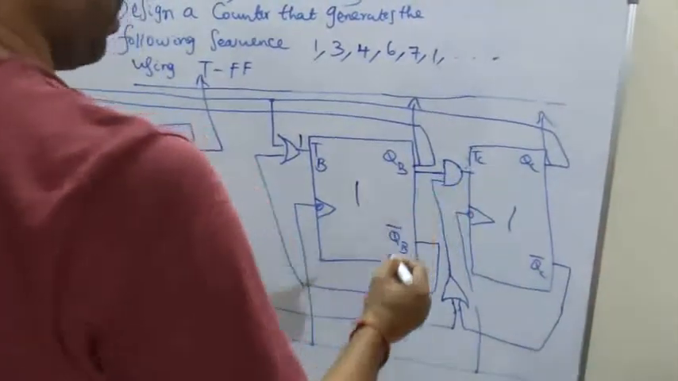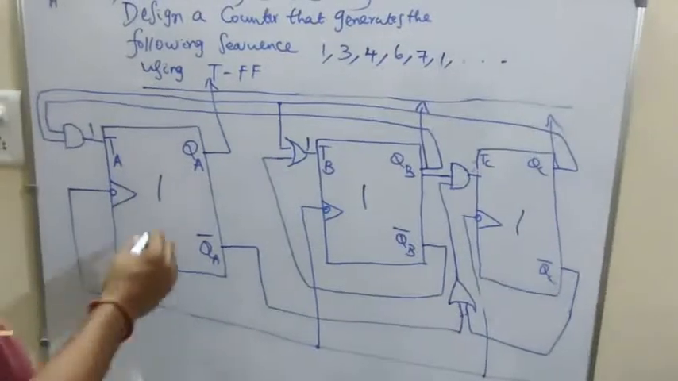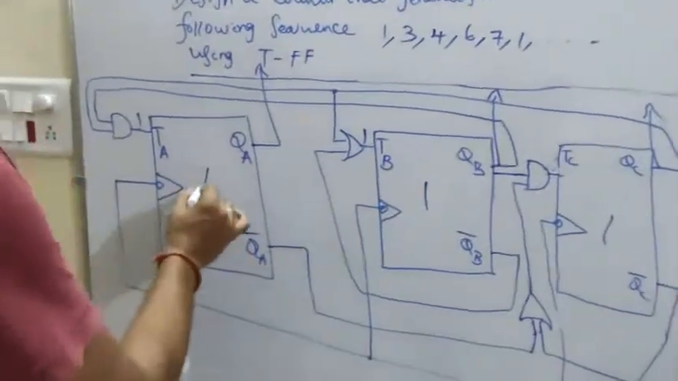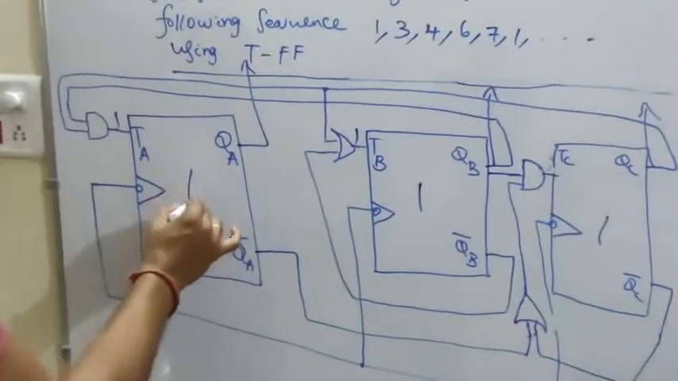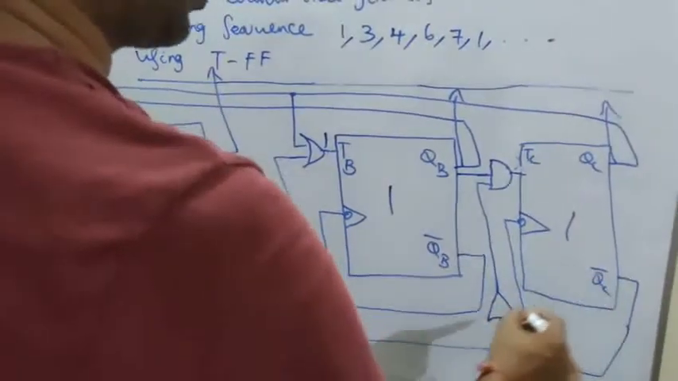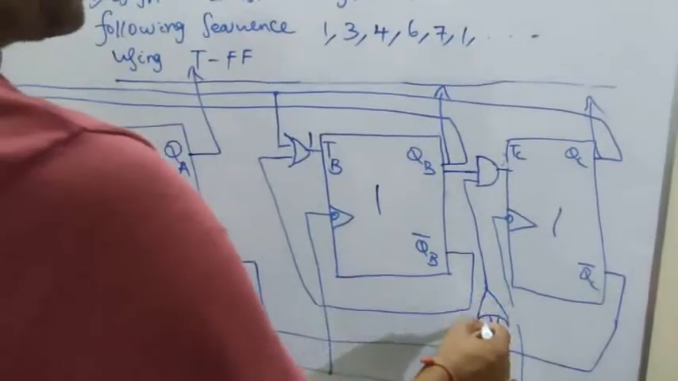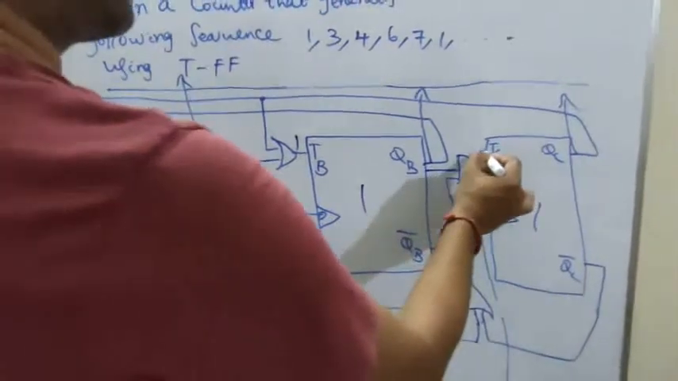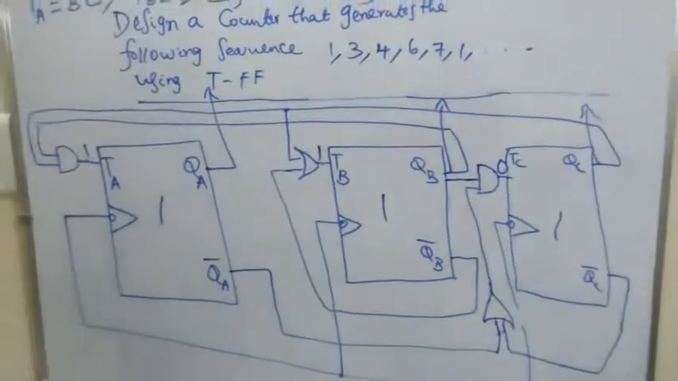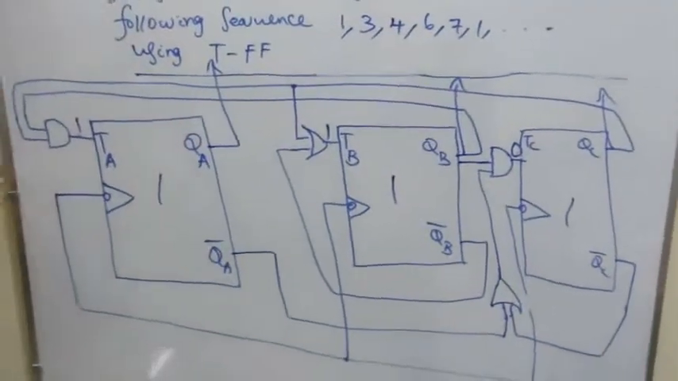B into A dash plus C dash. B is 1, but A dash means 0. C dash is also 0. So what will happen? So 1 into 0 becomes 0. Now while applying the clock pulse, what will happen?